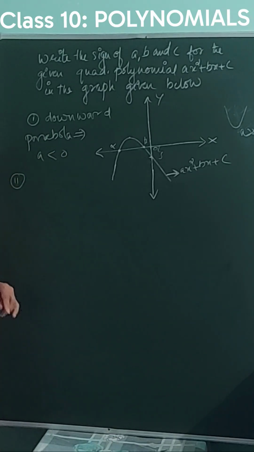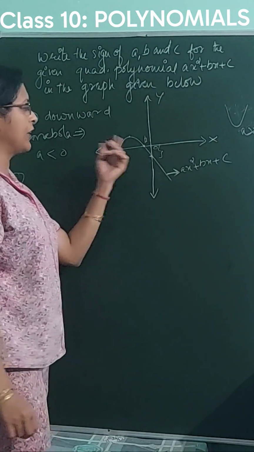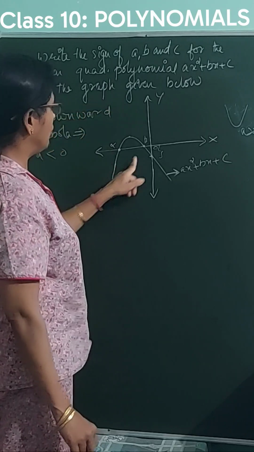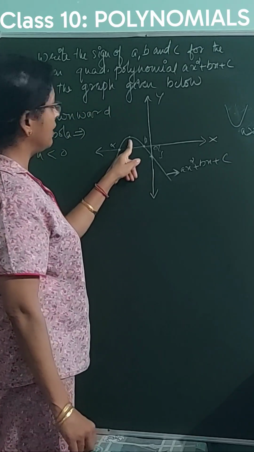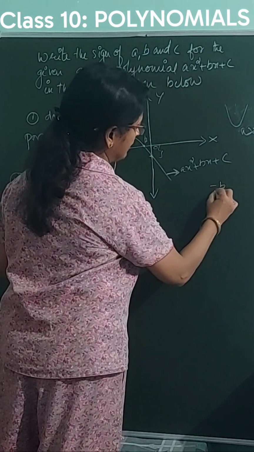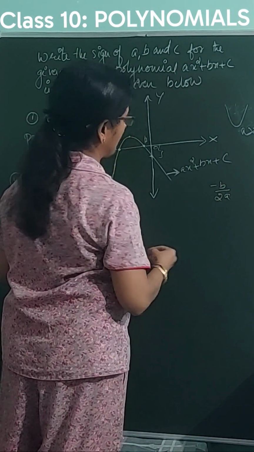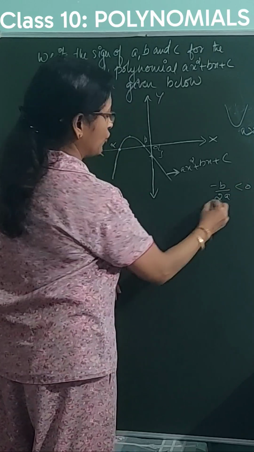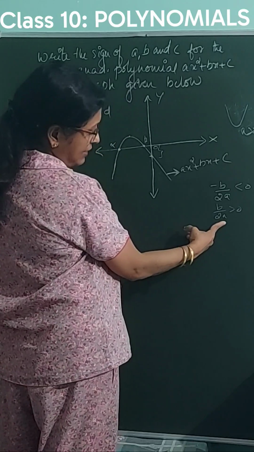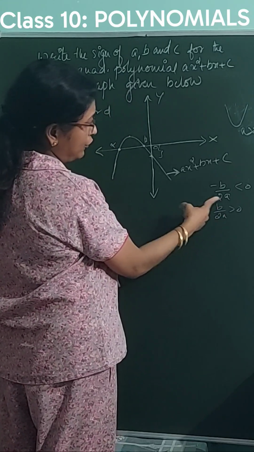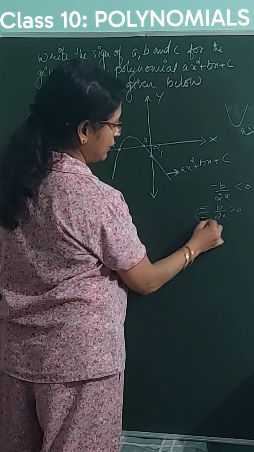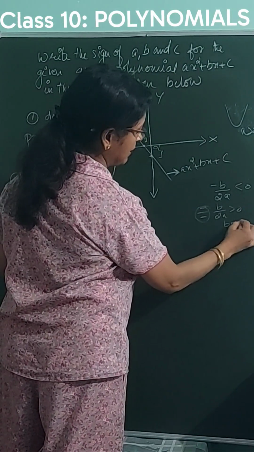Second, the sign of b. We have two methods for calculating the sign of b. Look at the vertex of the parabola. It is in the second quadrant, which means the x-coordinate of the vertex will be negative. The formula for finding the x-coordinate of the vertex is minus b by 2a. It is negative, which means b divided by 2a will be positive. But since a is negative, the denominator is negative, the numerator should also be negative. Then only negative divided by negative will be positive. So we can conclude that b is negative.